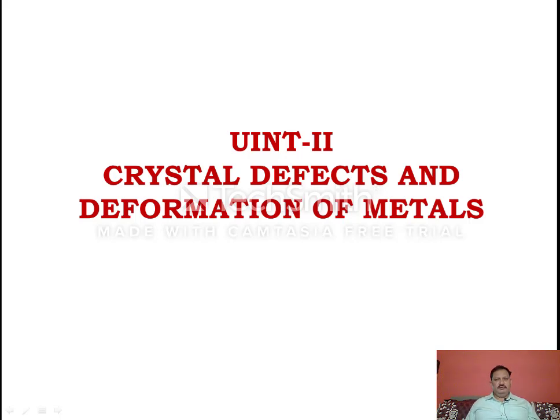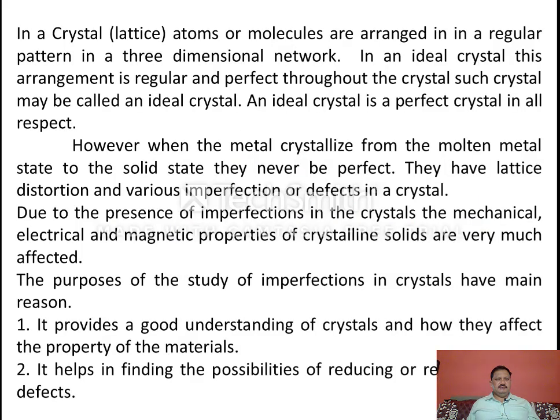Hello, welcome to the second unit, crystal defects and deformation of metals. Generally, in a crystal, the atoms or molecules are all arranged in a regular pattern in a three-dimensional network. In an ideal crystal, this arrangement is regular and perfect throughout the crystal. Such a crystal may be called an ideal crystal. An ideal crystal is a perfect crystal in all respects.